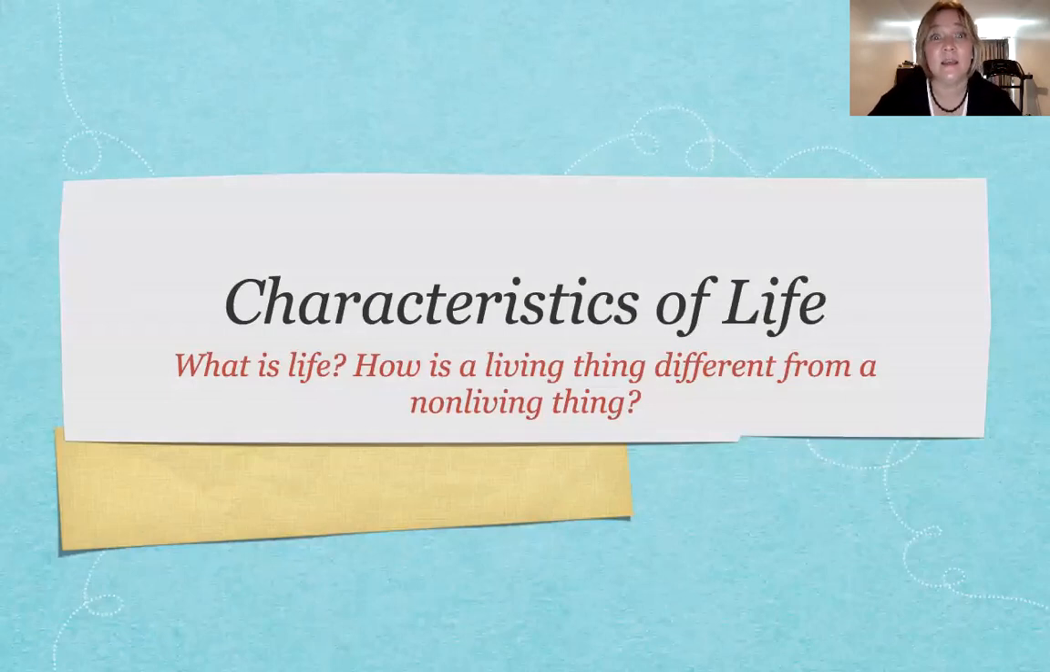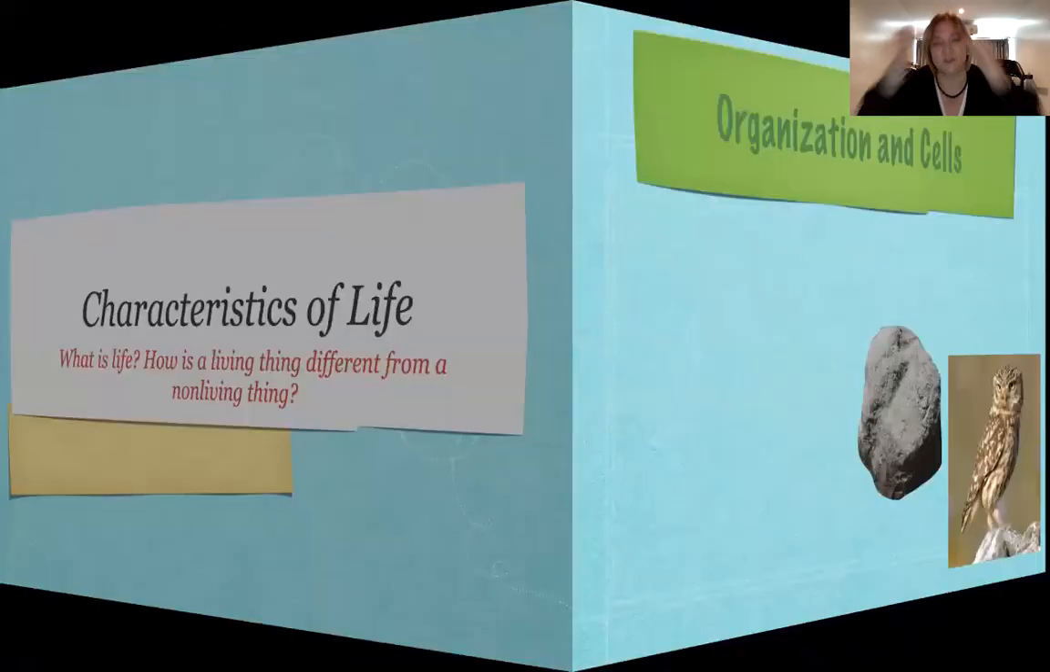Okay, today's topic is the characteristics of life. And these are going to be, I think, seven. I think there's seven of them. Seven or so characteristics that help define how a living thing is different from a non-living thing. In order to be considered a living thing, you must follow all seven characteristics.